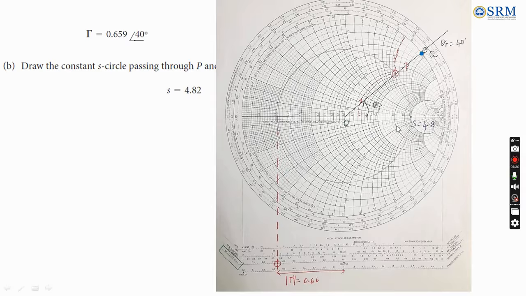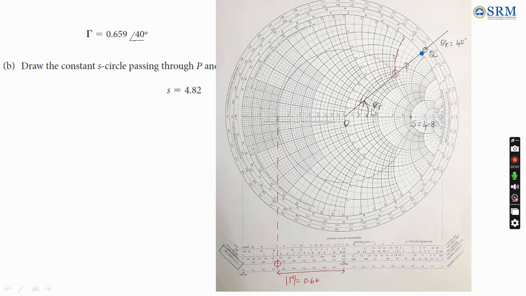Taking O as center of the circle and OP as radius, we have to draw a constant VSWR circle. This circle passes the real part of the axis at 4.8, that is lying below that 5 we can say. And to find the magnitude of reflection coefficient, I have drawn a straight line from the left hand side of this VSWR circle to the scale down, and it is found at 0.66.